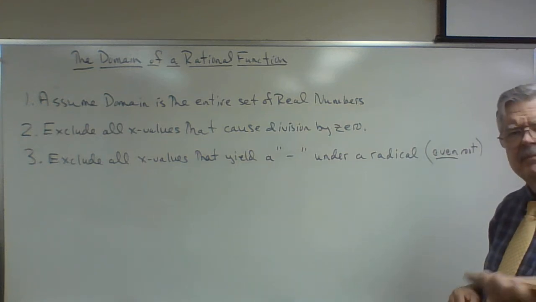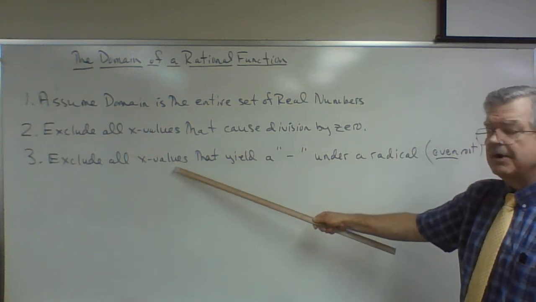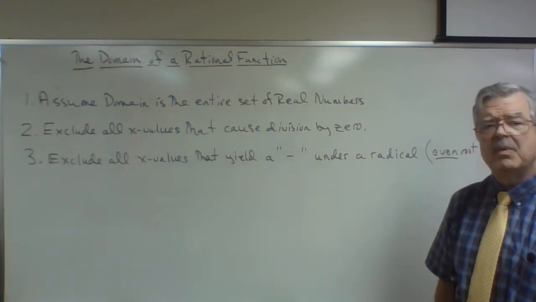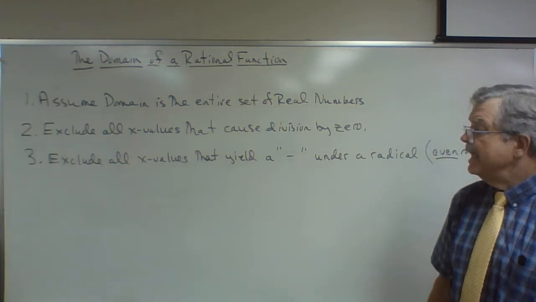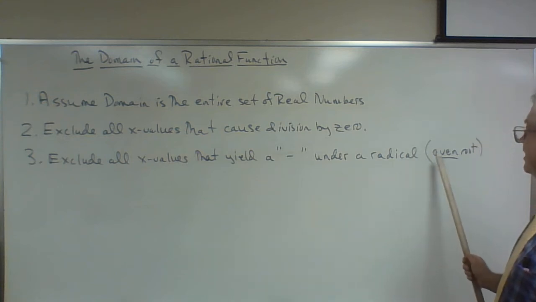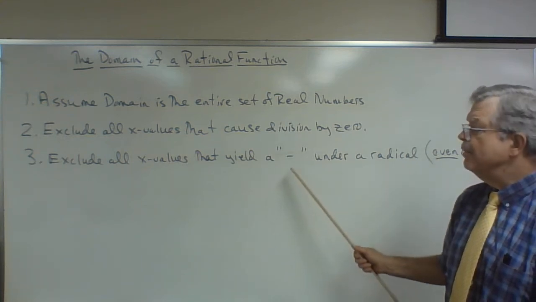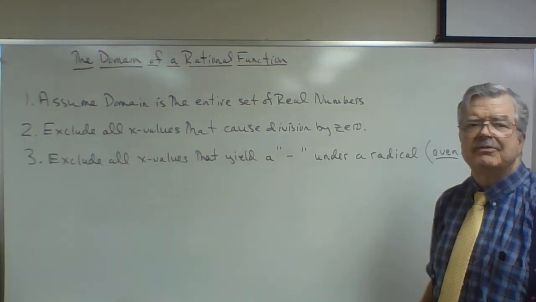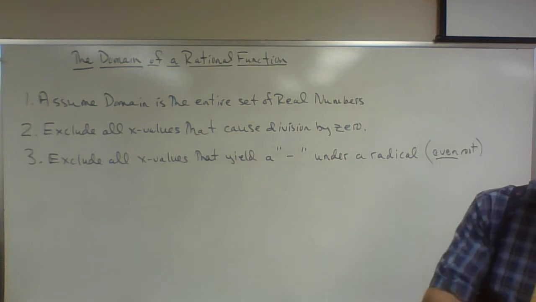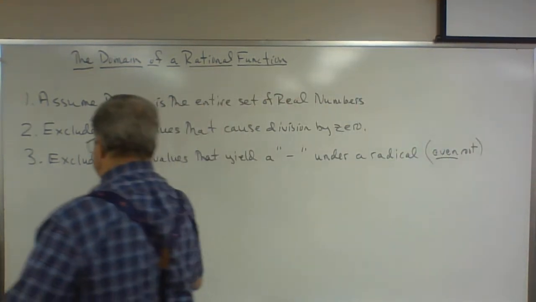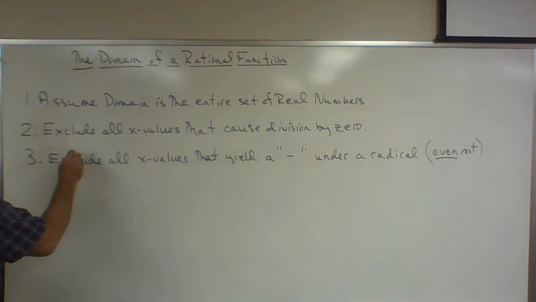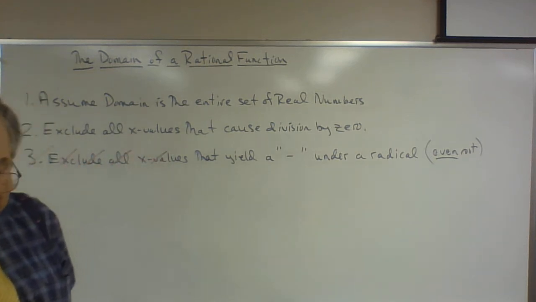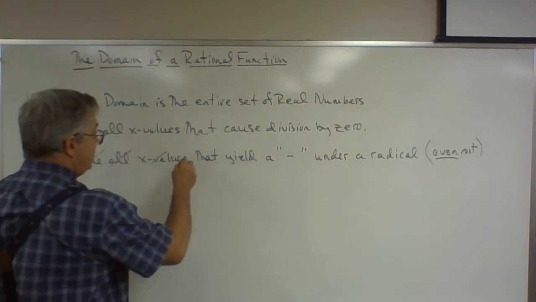Here, we don't really have to worry about this because a rational function is the quotient of polynomials, and polynomials don't have any radicals. Polynomials don't have any square roots, cube roots, fourth roots, and so on. So this step, we don't have to think about when we're determining the domain of a rational function.